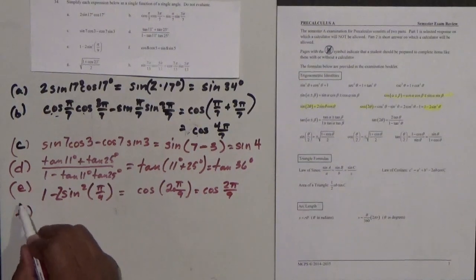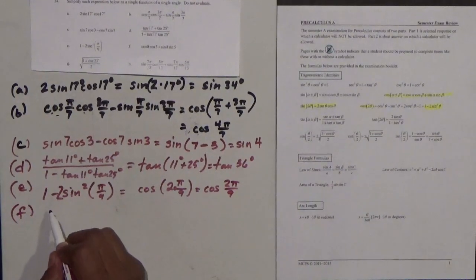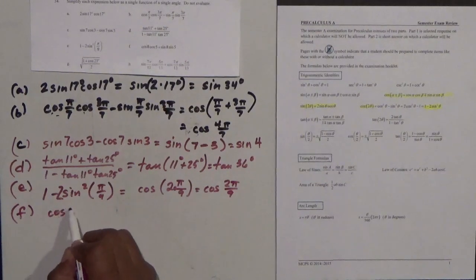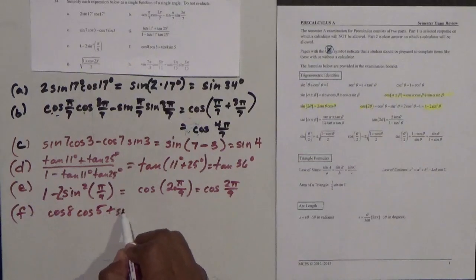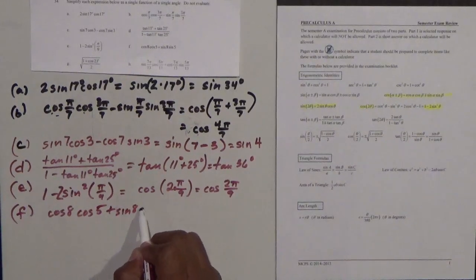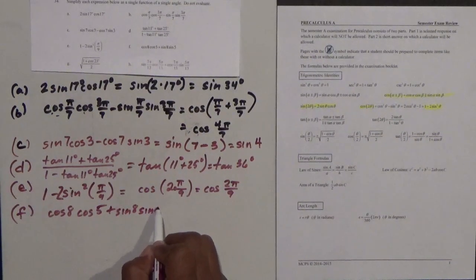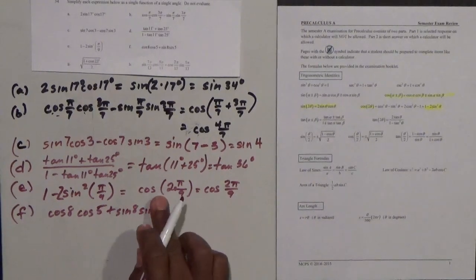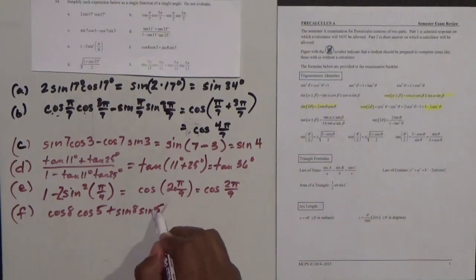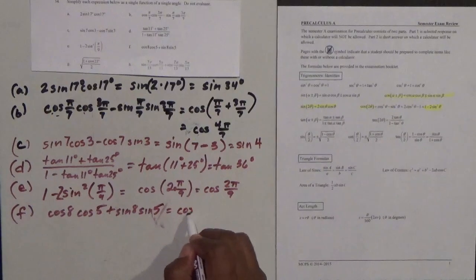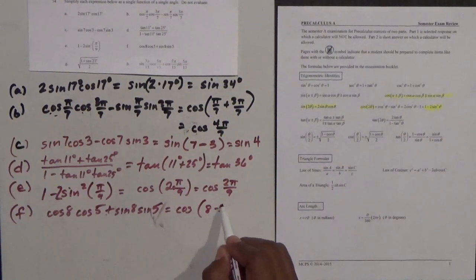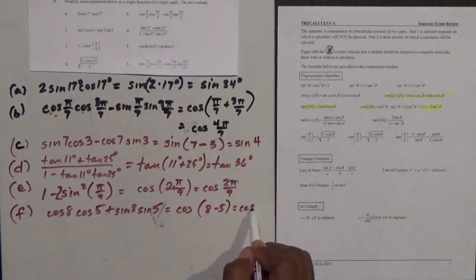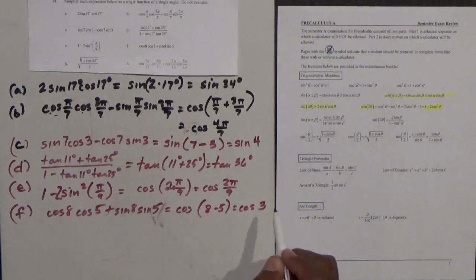Alright, keep it going. F. Cos cos again. Cos 8 cos 5 plus sine 8 sine 5. Alright, and so it's cos. Different signs though, so we're going to go 8 minus 5, and that's going to give us cosine 3.